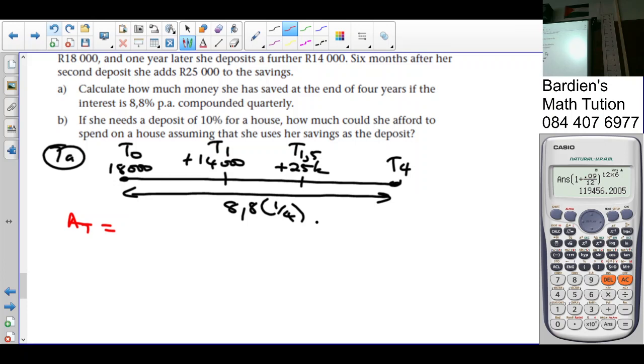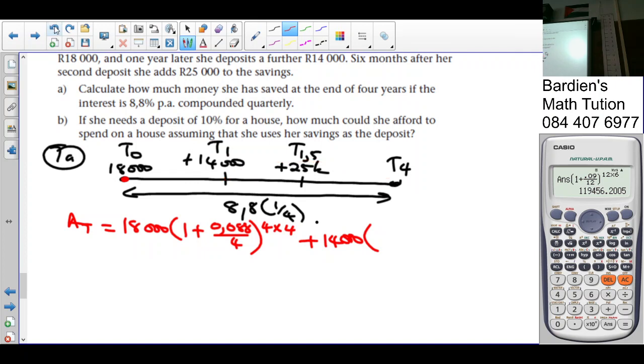So it's going to be 18,000. I'm going to consider that part first. It's 18,000 into 1 plus, what's your interest rate? 0.088 over 4 to the exponent. How many years from 0 to 4? 4 years, compounded quarterly. Not so? So what happens? He adds 14,000. Now we take this amount to the end.